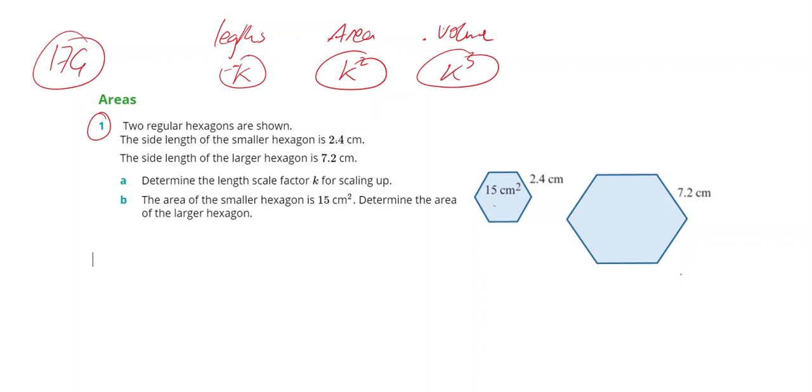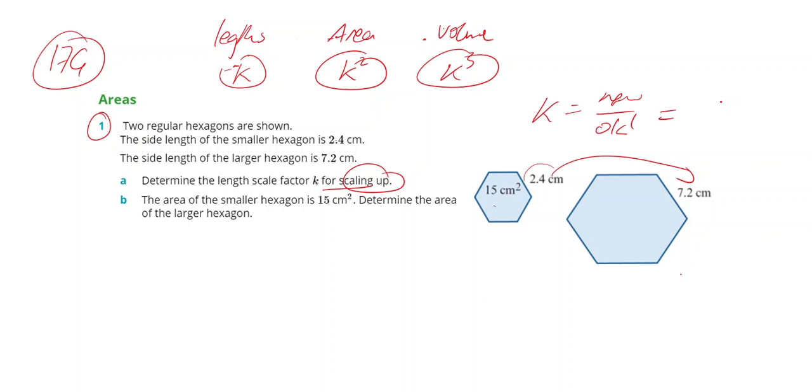So in question 1, we've got two regular hexagons, and they're similar, okay? So we're trying to find what the scale factor is for scaling up. So from here to here, what's the scale factor? Okay, what's the K value? What do I need to times 2.4 by to get to 7.2? So the formula is K is given by the new measurement divided by the old measurement.